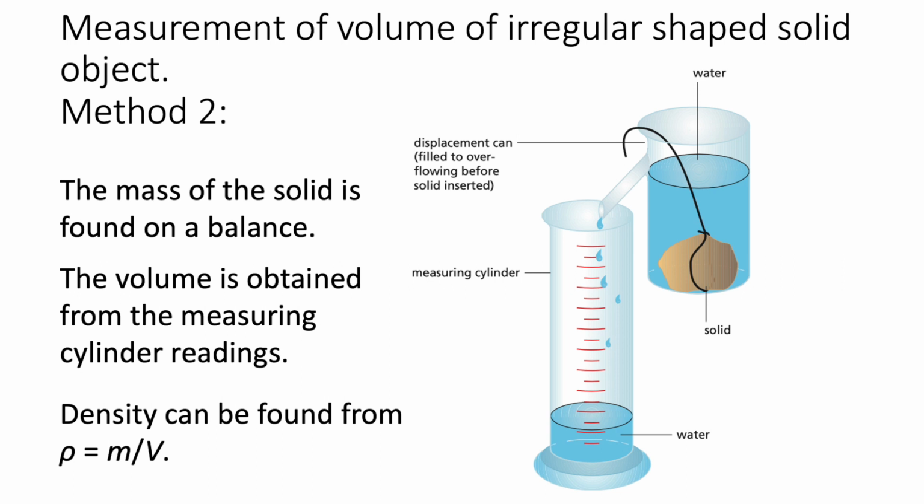Here you can see an overflow jar. Before dipping that irregular shaped solid object, we take liquid which is about to overflow. After dipping the irregular shaped solid object, the water will overflow and we can collect it in a measuring cylinder. Now the reading from the measuring cylinder will give the volume of liquid displaced by that irregular shaped solid, which is also equal to the volume of the irregular shaped solid object. Now we can calculate the density from the equation density is equal to mass divided by volume.